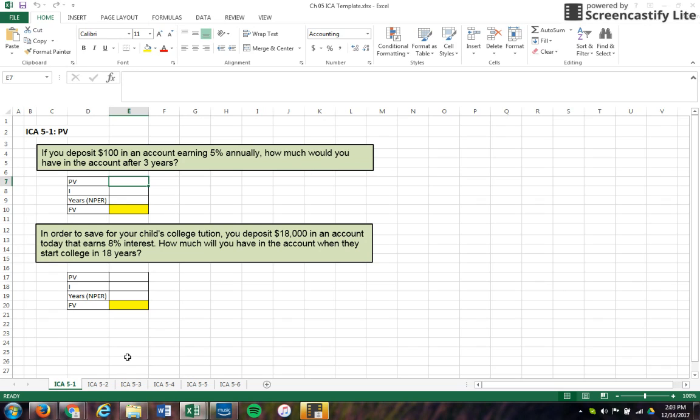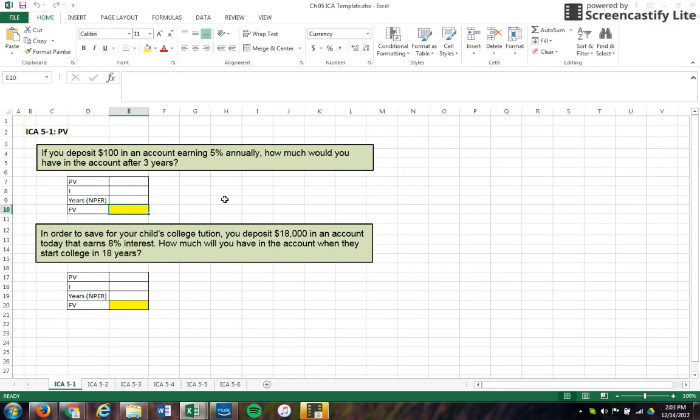We're looking at problem 5.1. Here's the question. If you deposit $100 in an account earning 5% annually, how much would you have in the account after 3 years? So with this problem, we are looking for the future value amount that we will have after 3 years.